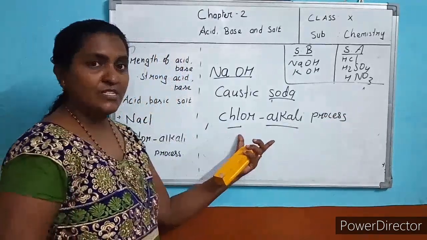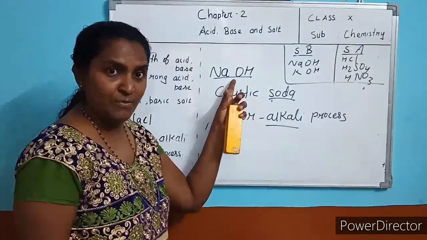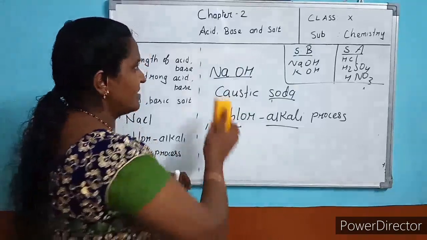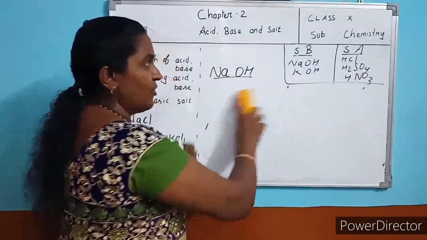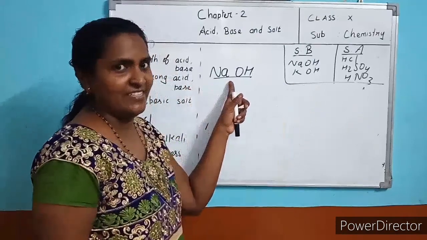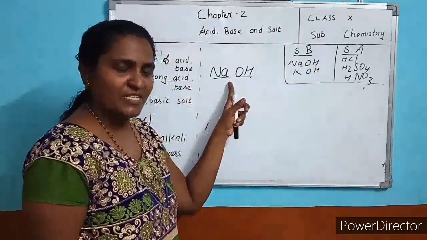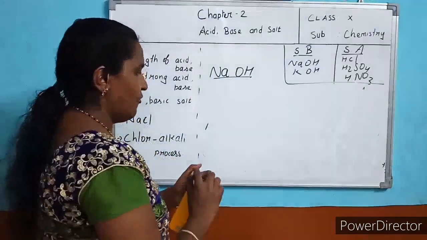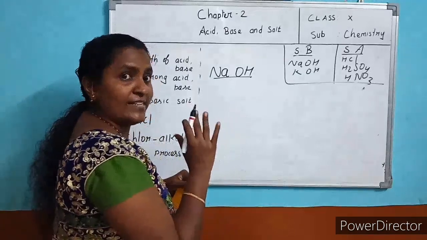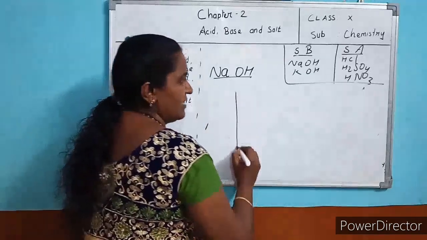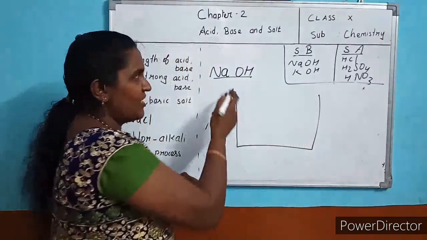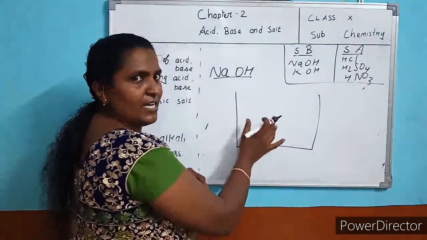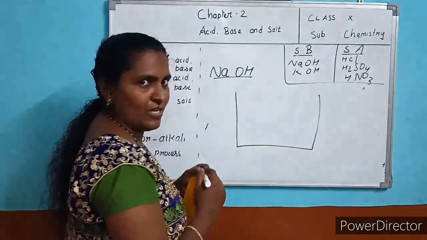Now we are going to study how NaOH is prepared by the chlor-alkali process. I told you the main substance is NaCl. From NaCl we are going to prepare NaOH. How do we prepare it? By the electrolysis method, because we use electricity to get this product. Take a container called an electrolytic cell.